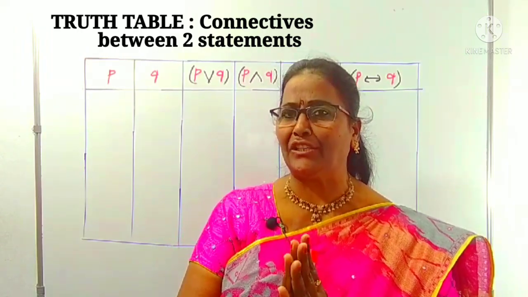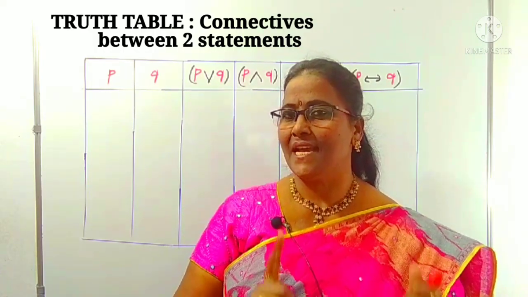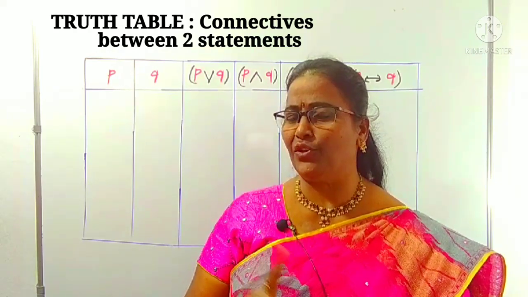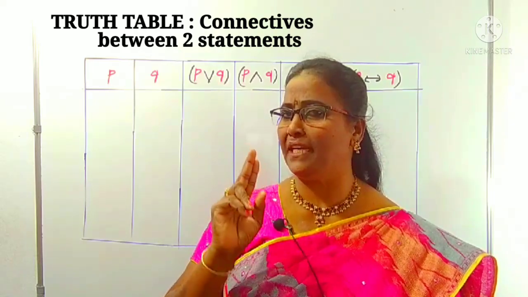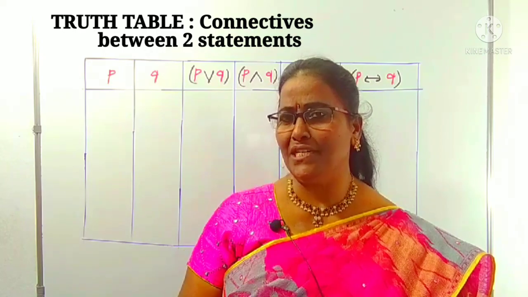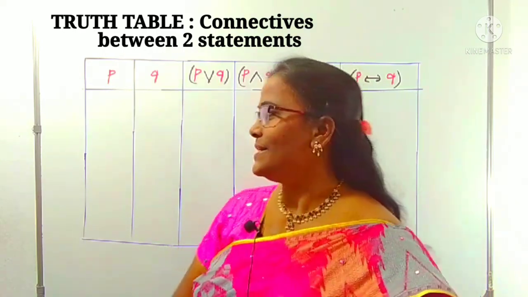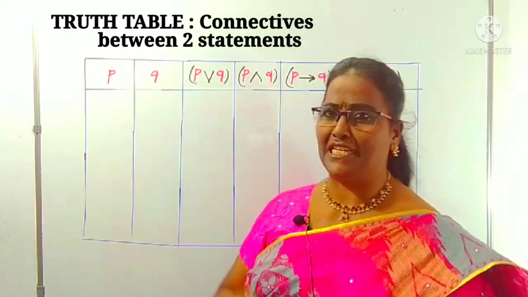By using the connectors between the two statements. What are the connectors I said? AND, OR, if then, if and only if. By using these four connectors, we are preparing a tabular form between how many statements? Two statements. What is the resultant? That is important. If you prepare that table, that is called a truth table. Now suppose P and Q are two different statements.